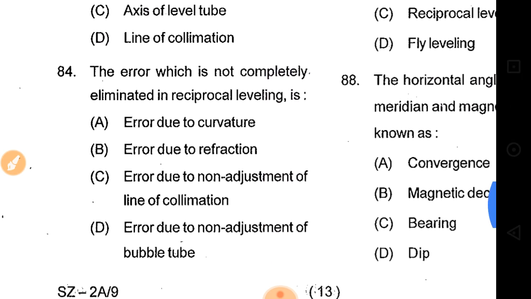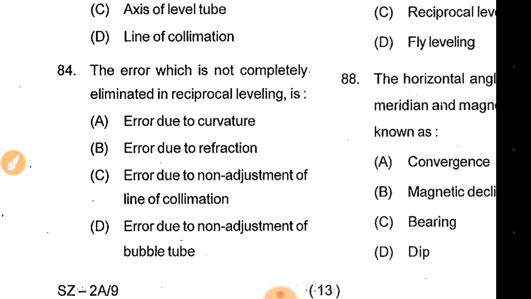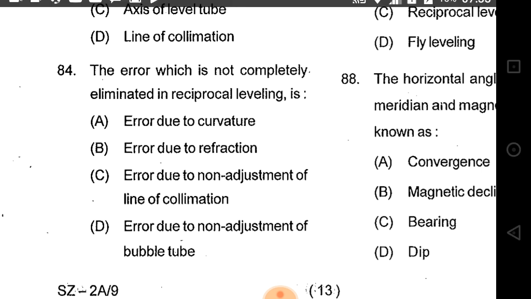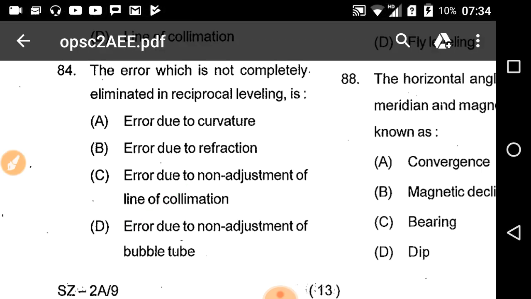The error which is not completely eliminated in reciprocal leveling is the error due to curvature, error due to refraction, error due to non-adjustment of the line of collimation, error due to non-adjustment of a bubble tube, that is option D will be the correct answer.